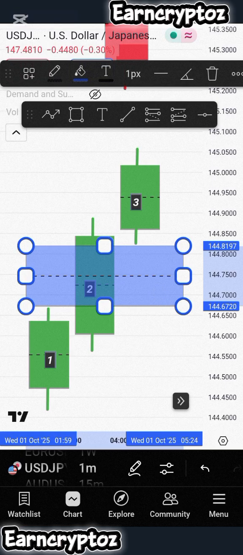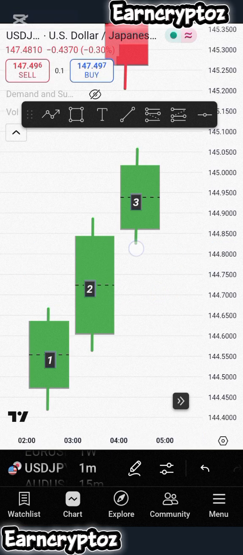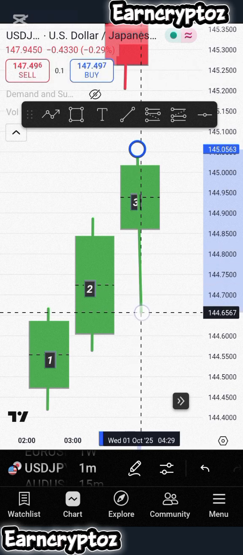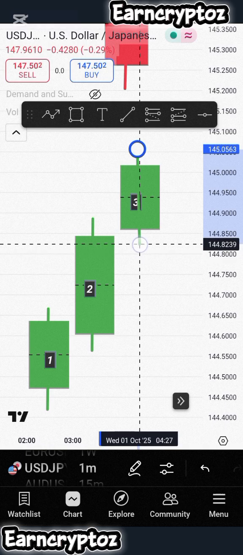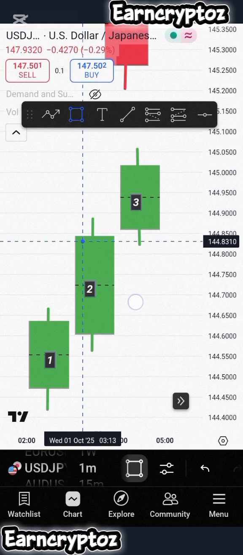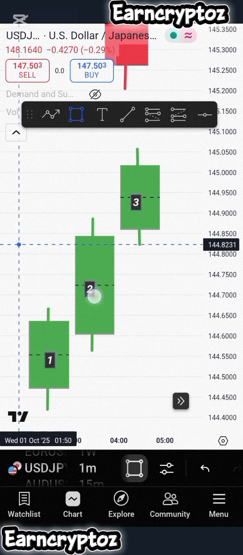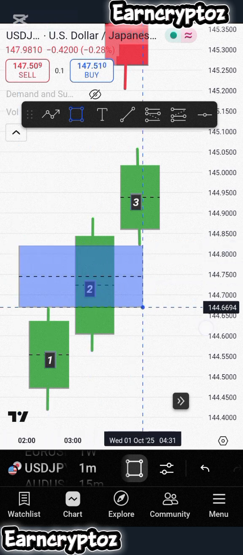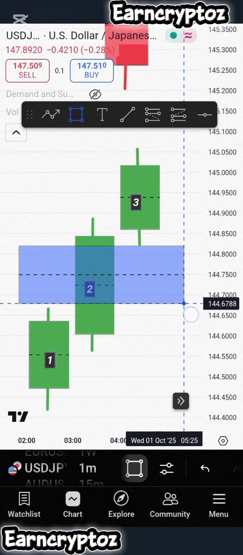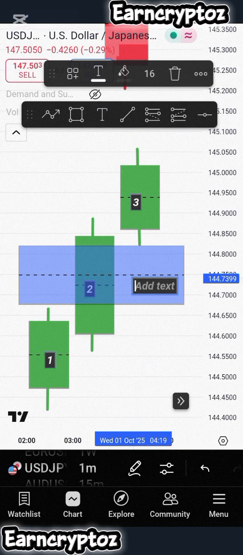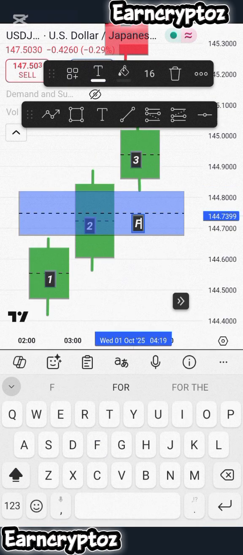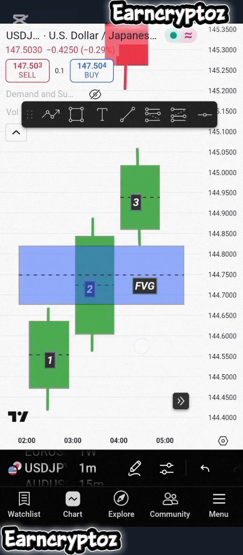If maybe we have the wick of candle 3 touching the head of candle 1, there's no gap here. But if we have something like this, there's a gap between candle 1 and 3. So we always look at three candles, and if there's a gap between the first and the third candle, that is a fair value gap. It's easy to identify on the chart.